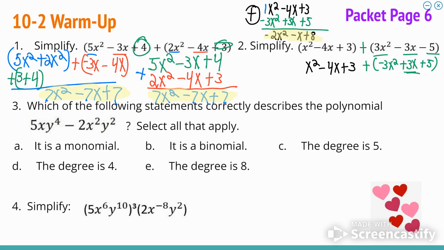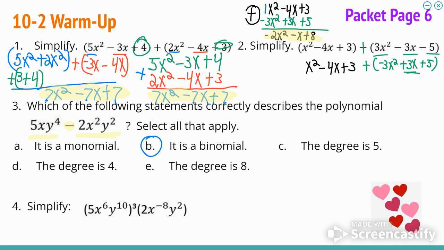Which of the following statements correctly describes the polynomial? Number 3. So first we could look at the terms. How many terms have we got? Well, I only see a minus sign, so I have one term on the left, another term on the right. So that tells me it has 2 terms, so we would call that a binomial, 2 wheels on a bicycle.